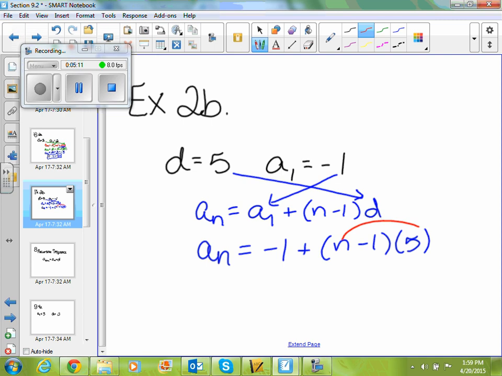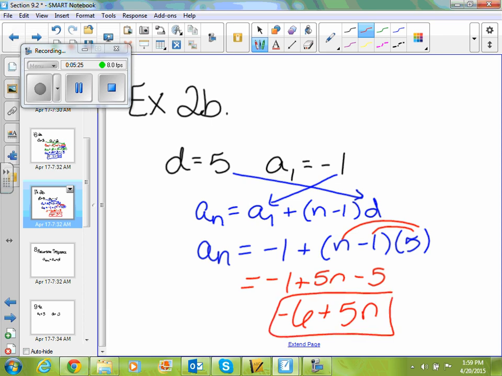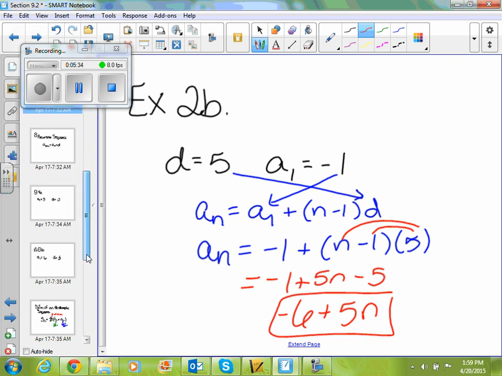And if I backwards distribute, 5 times n is 5n. 5 times 1 is -5. And -1 minus 5 is -6 plus 5n. Okay, so far so good.